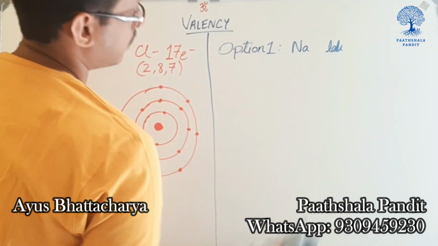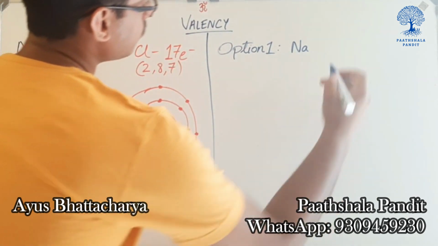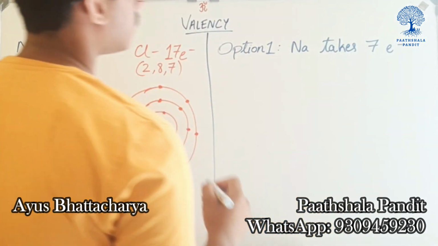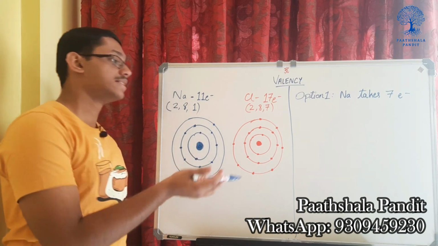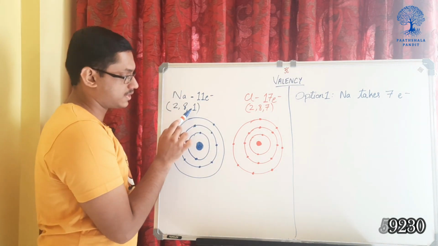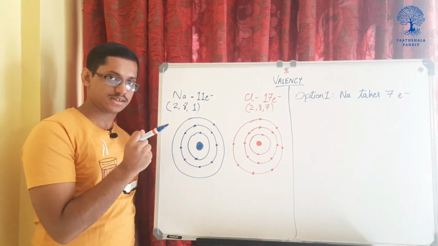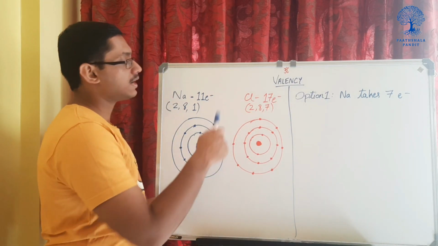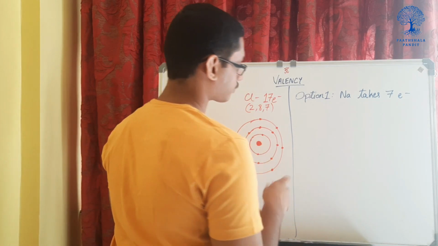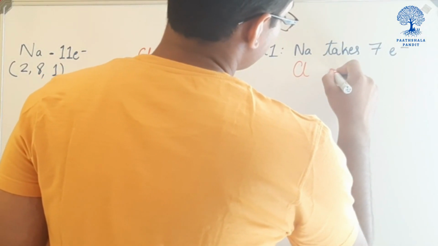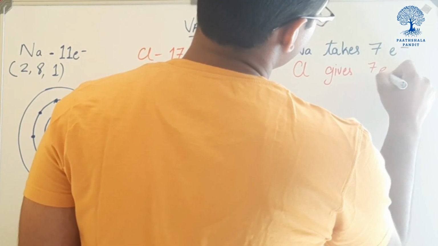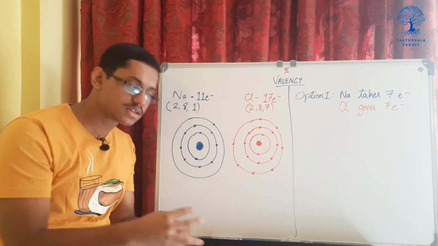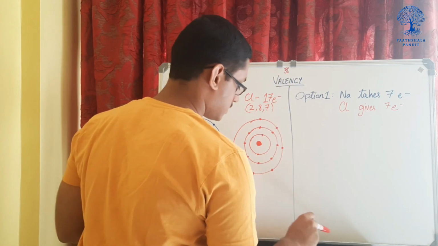sodium takes 7 electrons. Sodium should take 7 electrons from others. If it takes 7 electrons, then it will become 2 8 8, right? It has this one option. So if it wants to take 7 electrons, then chlorine will have to give 7 electrons. Someone has to give electrons to receive electrons. So chlorine is ready to give 7 electrons.